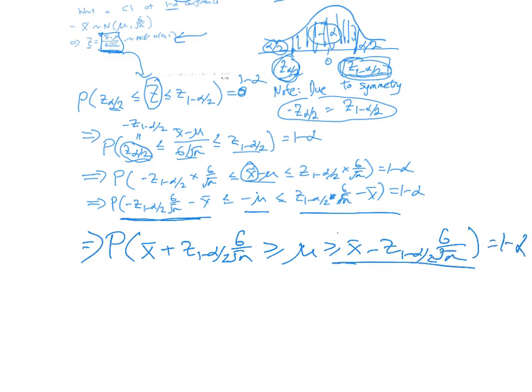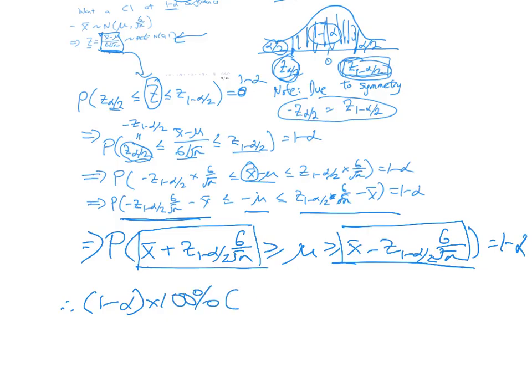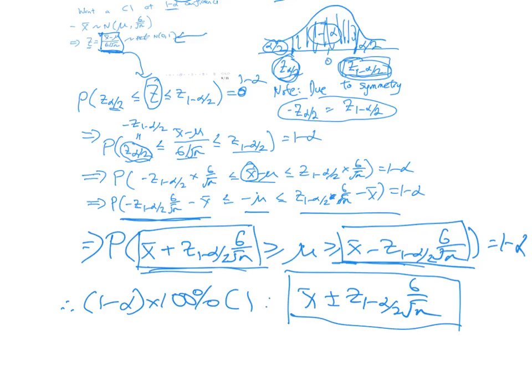So that's the lower bound of your confidence interval, and that's the upper bound of your confidence interval. Right, so therefore my 1 minus alpha times 100% confidence interval is given by x bar plus or minus z 1 minus alpha over 2 sigma over square root of n. Right, because that's the lower bound and that's the upper bound, and it can be simplified into this form over here. Right, so that's the derivation of the formula, of why it exists the way it is.